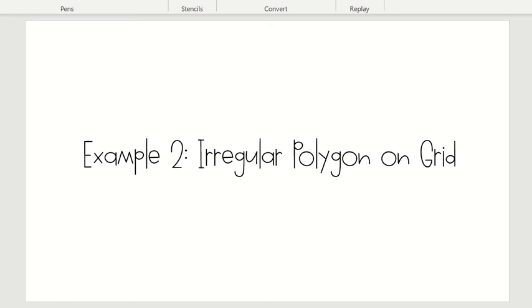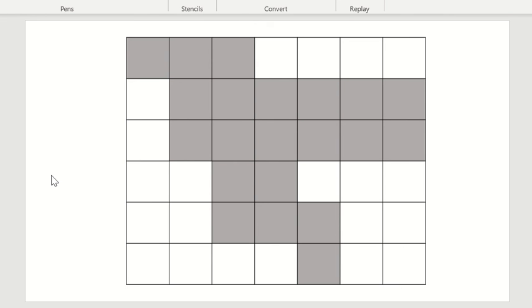The second case in which you might find area is when you have an irregular polygon on grid. An irregular polygon might look like this. So just a funky looking shape with all kinds of twists and turns, and you have to find area. This one's pretty simple. You can chunk into manageable rectangles, or you could just count the individual pieces.